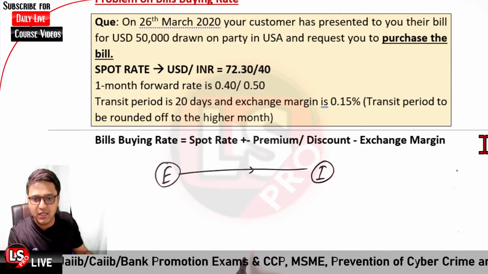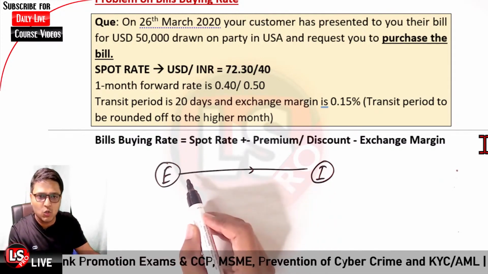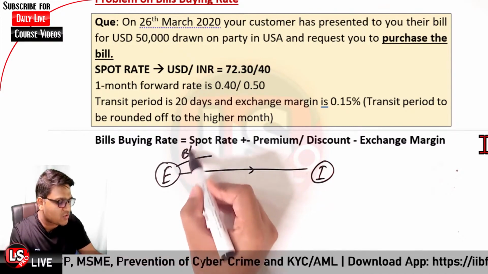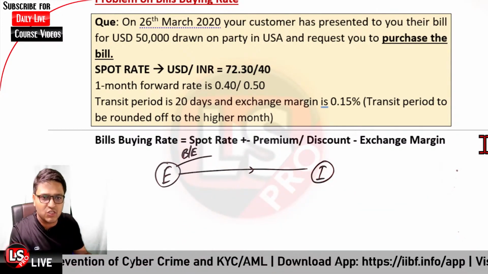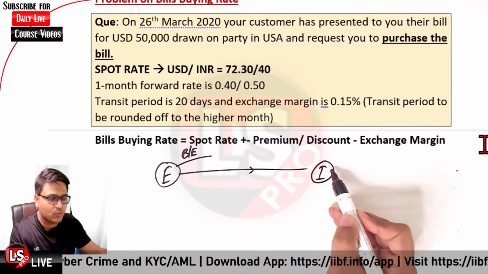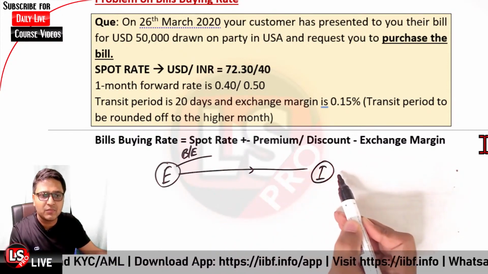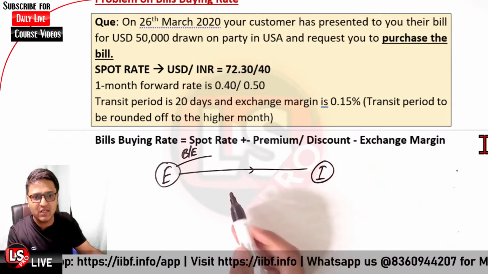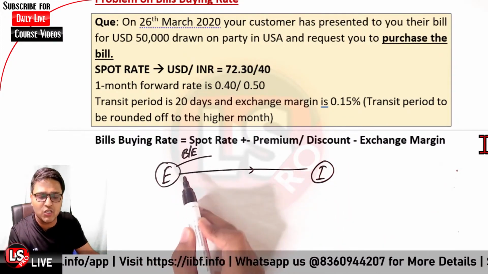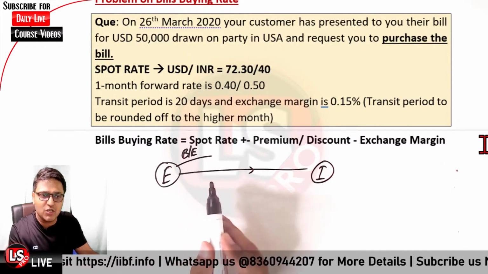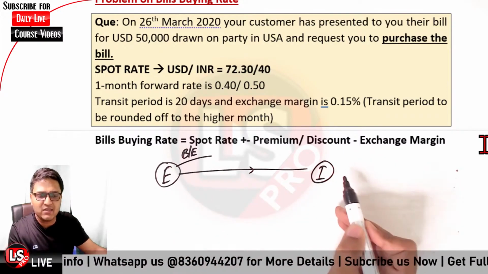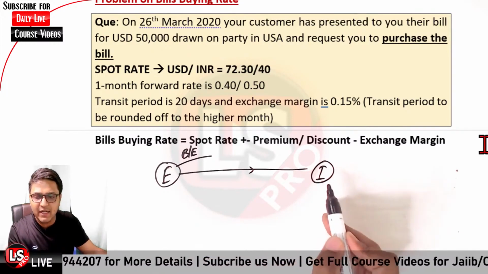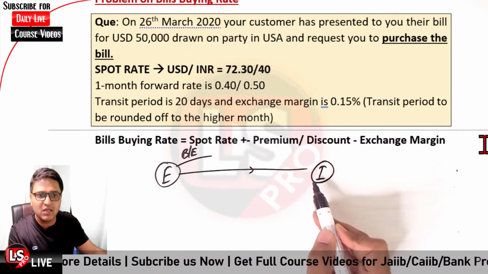In that case, the exporter will be drawing a bill of exchange, and this bill of exchange is to be accepted by the importer. Basically, a bill of exchange is an unconditional order which binds the importer, or the debtor, that he will be paying the amount later on.